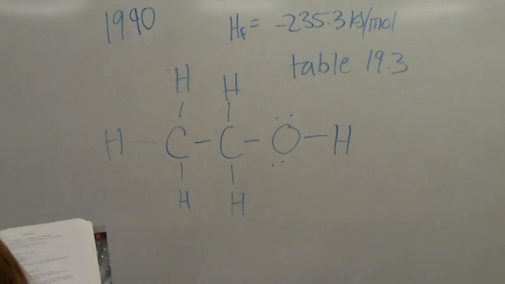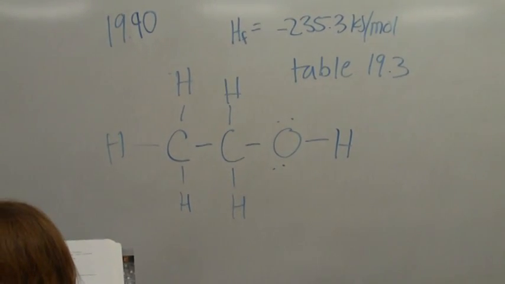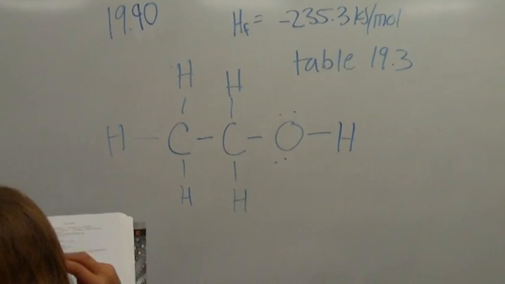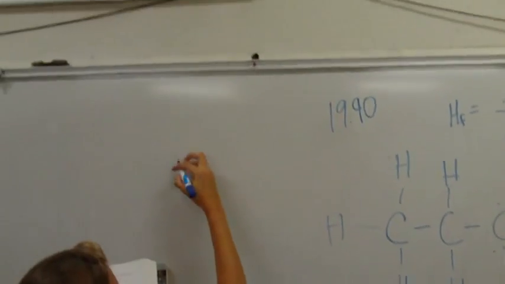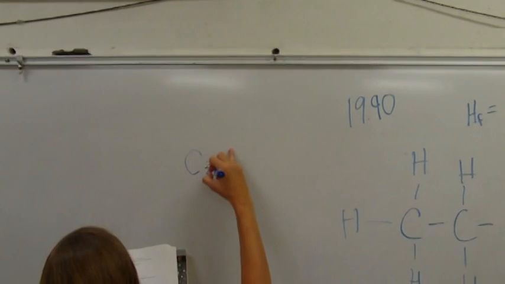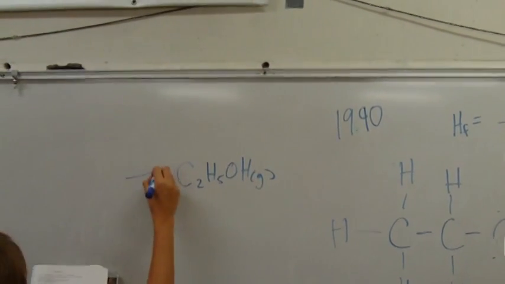So it's talking about the heat of formation for ethanol vapor. So the heat of formation is describing the formation of ethanol, which is C2H5OH, and it's getting formed from its elements.